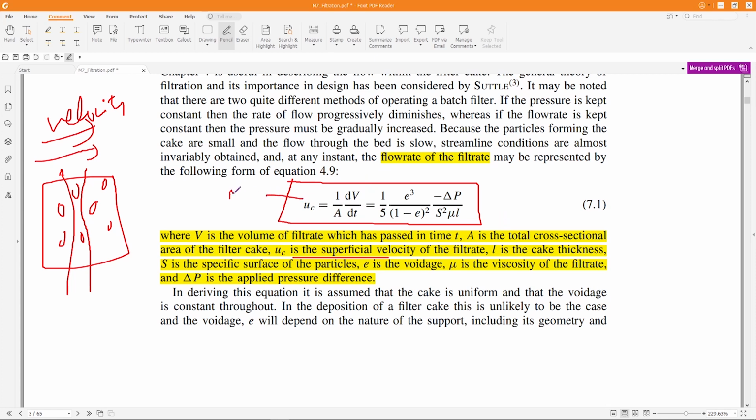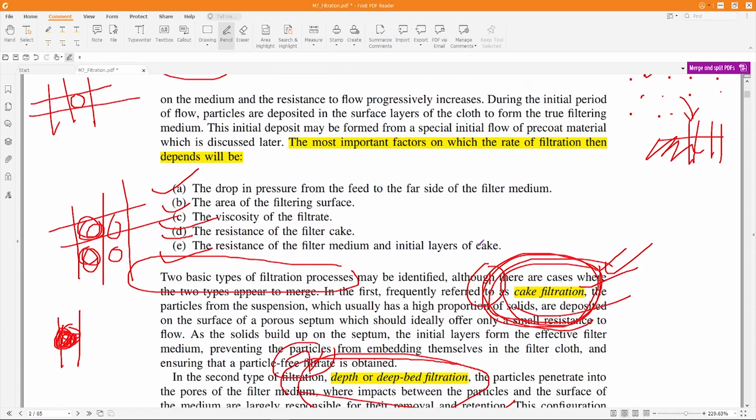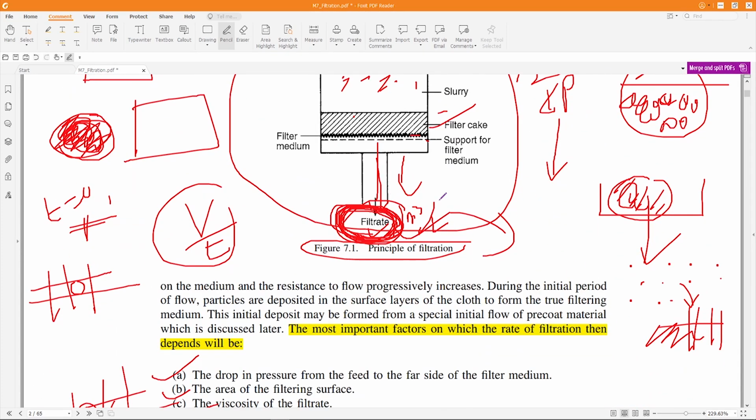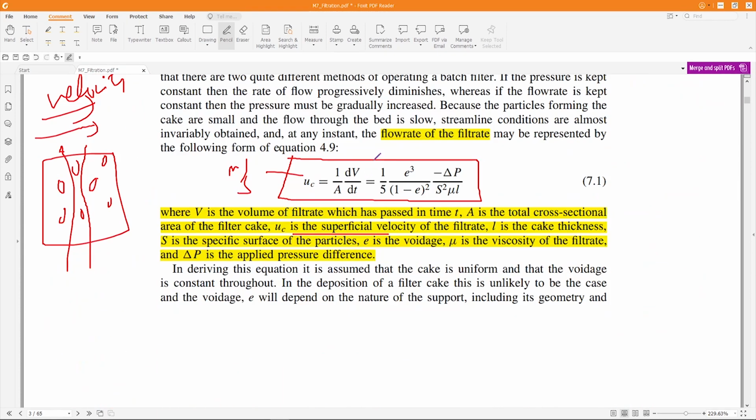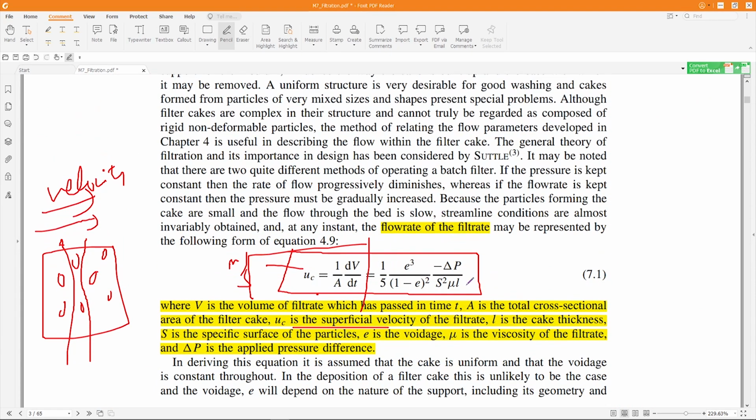Because the unit is meter per second, what is this V? V is the volume of filtrate, as you can see from this schematic diagram. So this is the volume of the filtrate collected per unit time. That is the flow rate of the filtrate, right? And what is the area? The area of this filter medium, or the cross-sectional area. That will give you the superficial velocity. Now, you can use other formulas to express this volume of the filtrate and area. So this is equal to this.